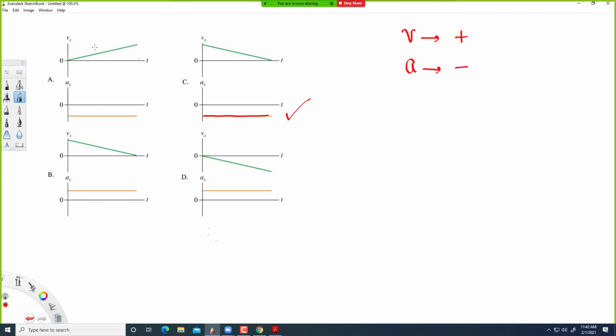So yeah, so this would be speeding up because it's going from lower value towards higher value, so speeding up. This is slowing down. So this cannot be true. Acceleration is not positive. This is also not true. So this one.